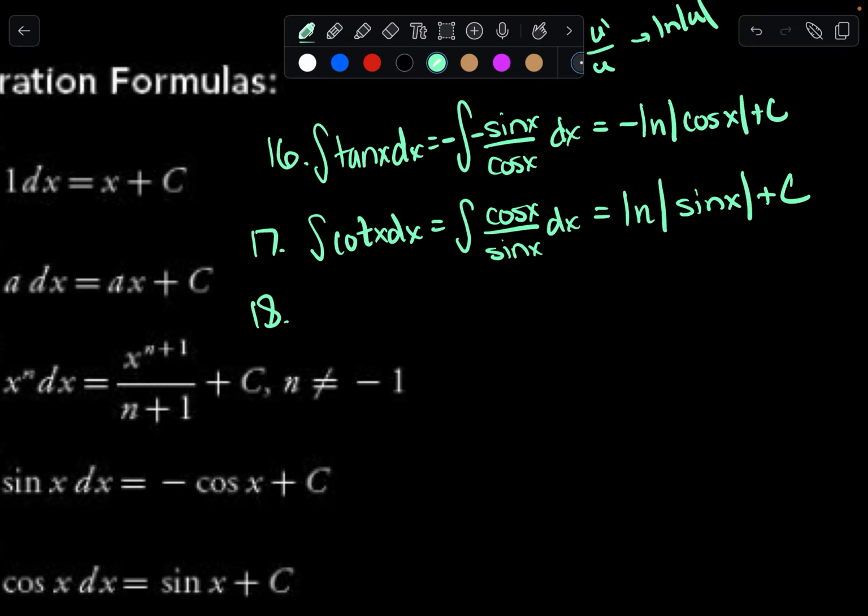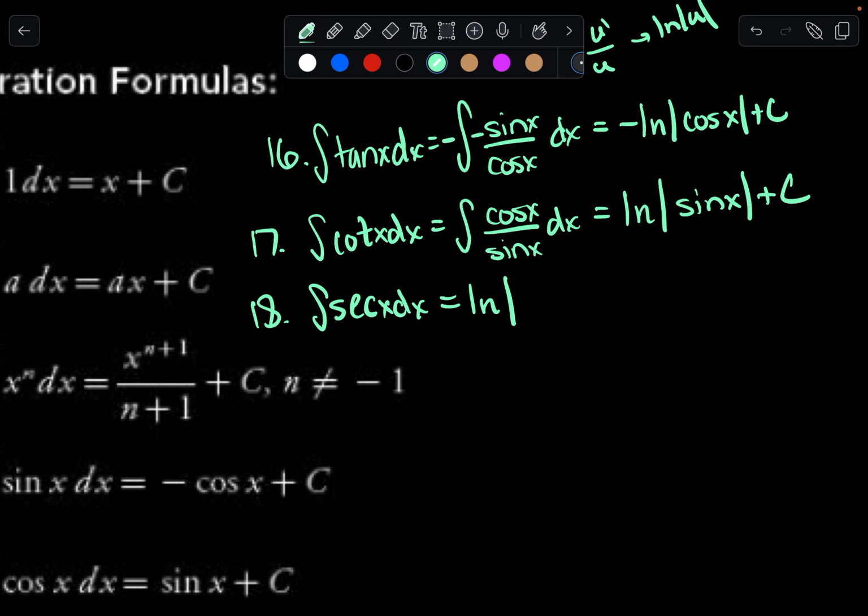The 18th one will be the integration of secant x with respect to x. Now integrating secant x, this will be another natural log, but we're going to be using a sum of two trig expressions. For Pythagorean identities and other differentiations and integrations, secant is always with the same trig expression. It's going to be tangent. So we have secant x plus tangent x plus c.